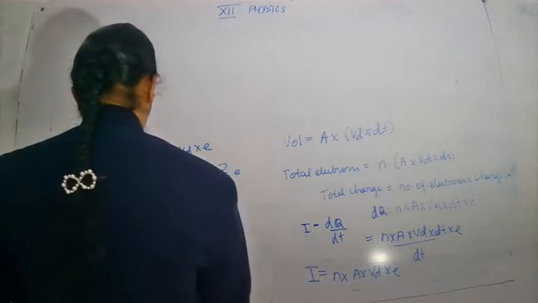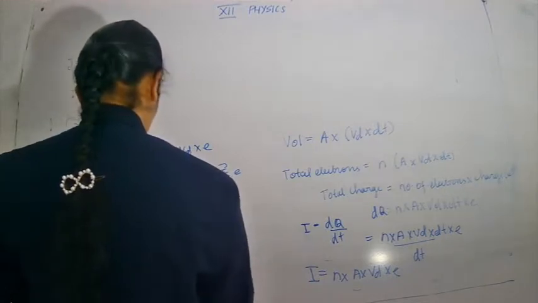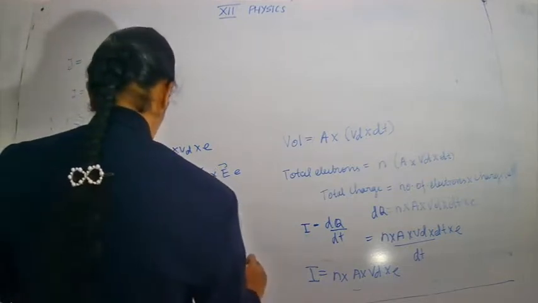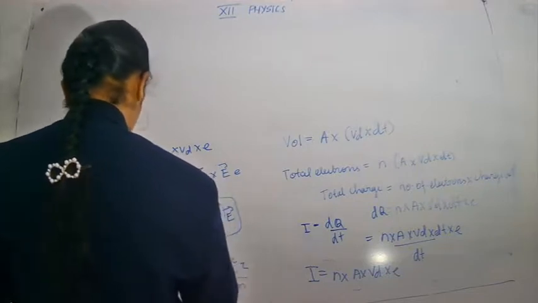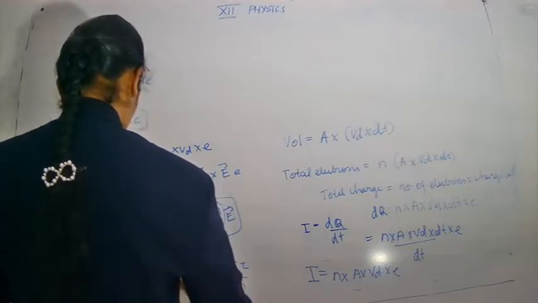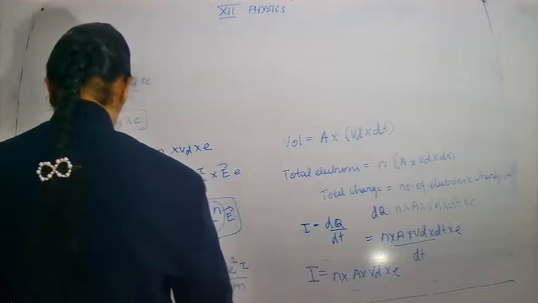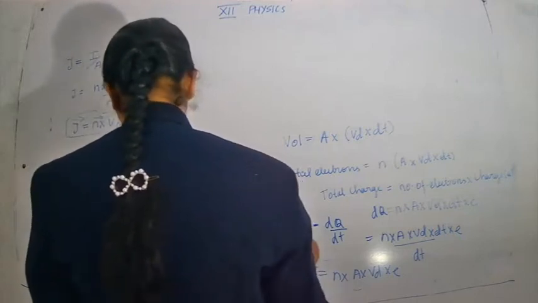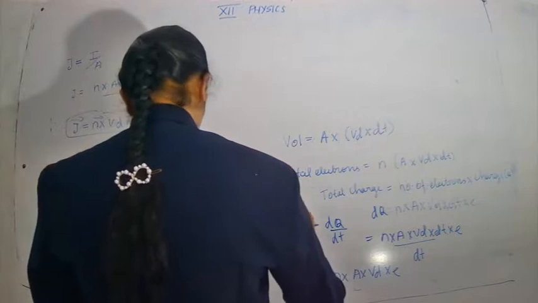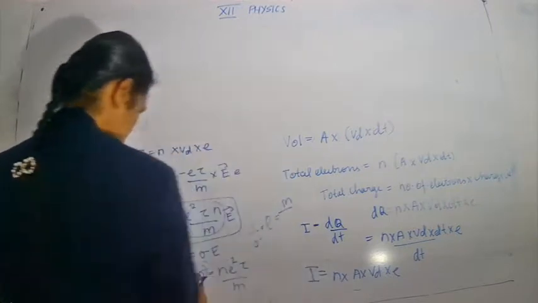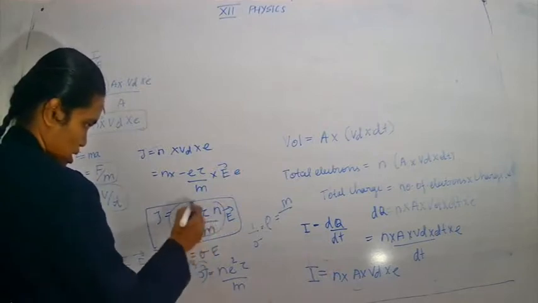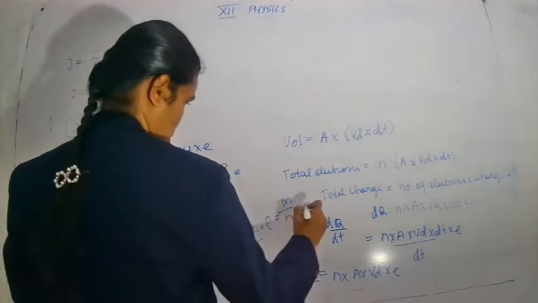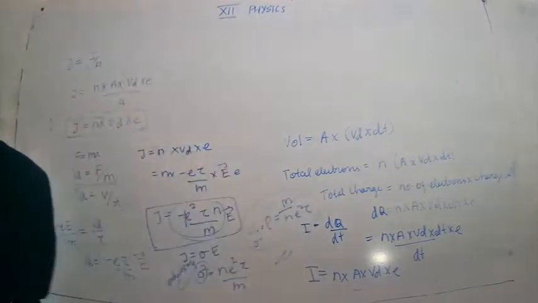So we know that J equal to sigma E. So this whole term becomes sigma. So sigma equal to n e square tau by m. Sigma is the conductivity. Okay, you understood? So 1 by sigma is equal to rho. So rho is equal to 1 by sigma, the reciprocal. So rho is equal to m by n e square tau. Okay, that's all.